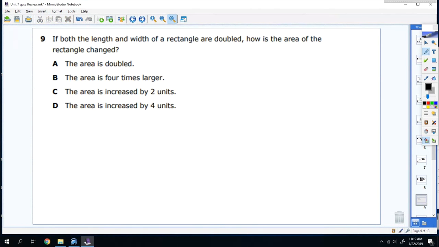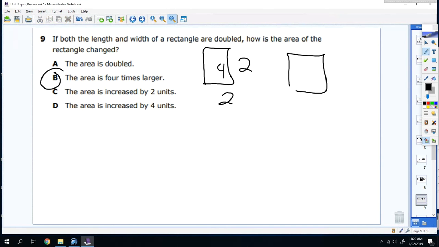Okay, number 9. If both the length and the width of the rectangle are doubled, how is the area of the rectangle changed? So it would be 4 times. Okay, I can draw a picture. So here, I'll have a 2 by 2, so the area is 4. I'll double my lengths, so that'd be a 4 by 4, which is now 16. 4 times 2 is not 16, but 4 times 4 is 16. So that's how I got my area 4 times larger.